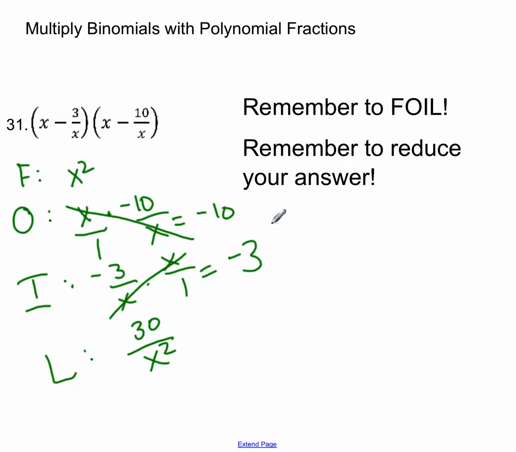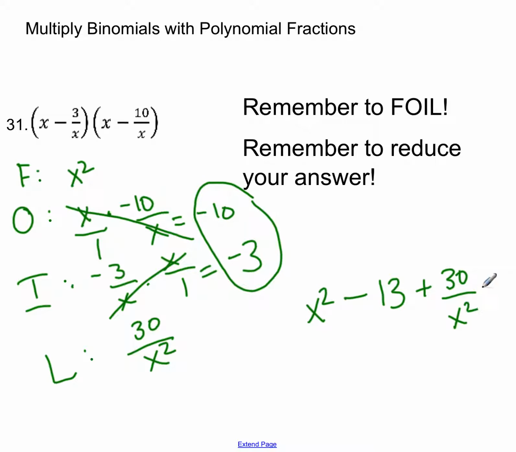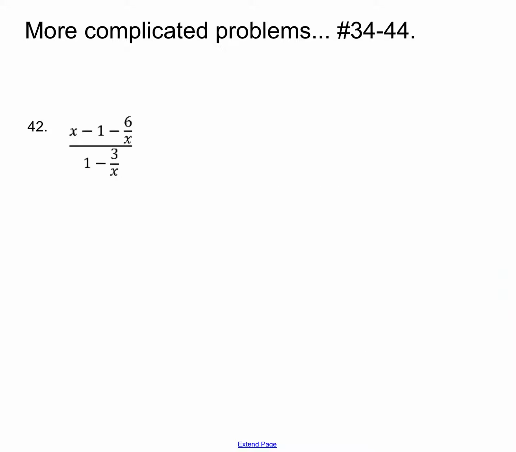Now I'm going to write my answer. X squared minus, these are like terms, 13 plus 30 over x squared. And I'm done. Complicated, but not impossible. You definitely can do it.